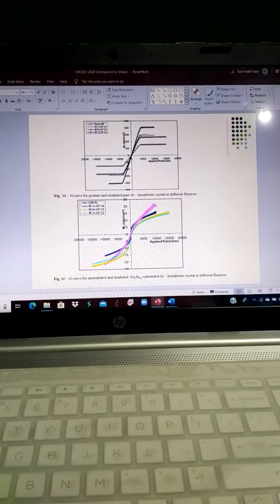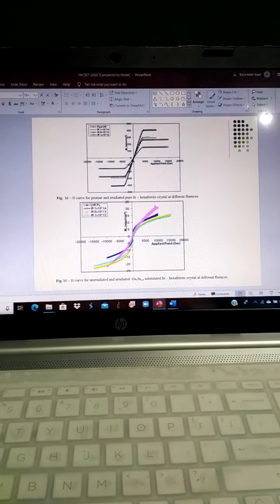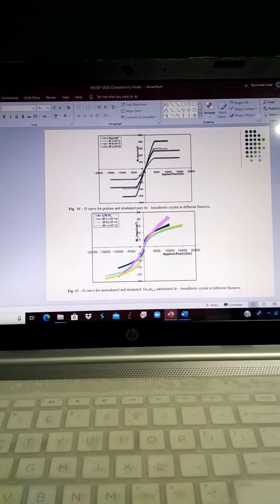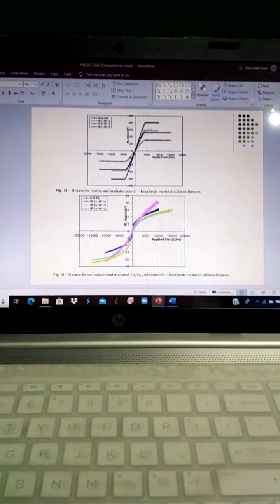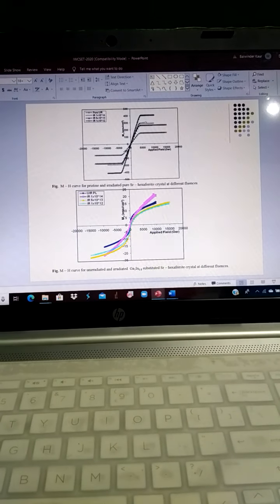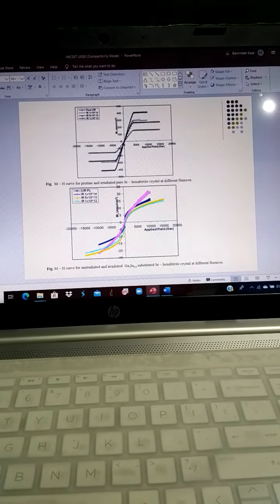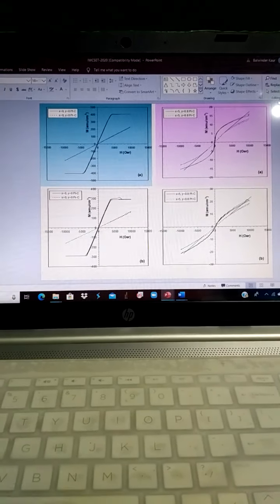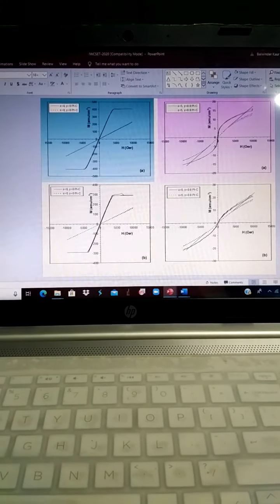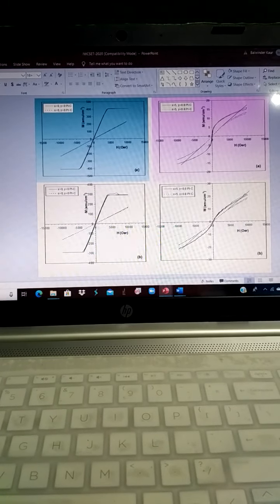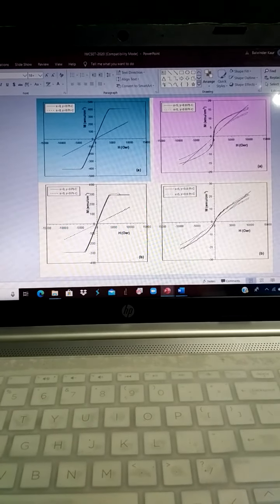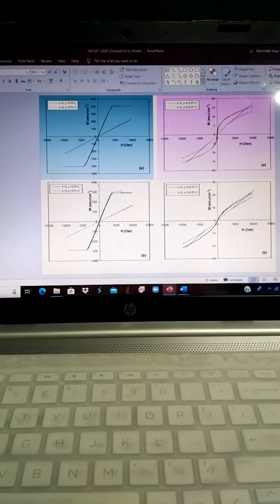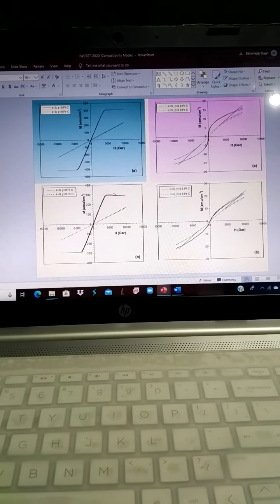And the second curve below shows the same, pristine and irradiated curves, in case of the first substituted composition, that is gallium 5 and indium 0.8. Then we can see this curve, it shows an MH curve along both axes, that is parallel to the c axis and perpendicular to the c axis.